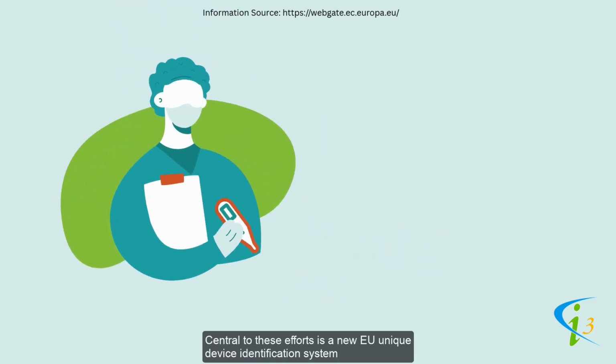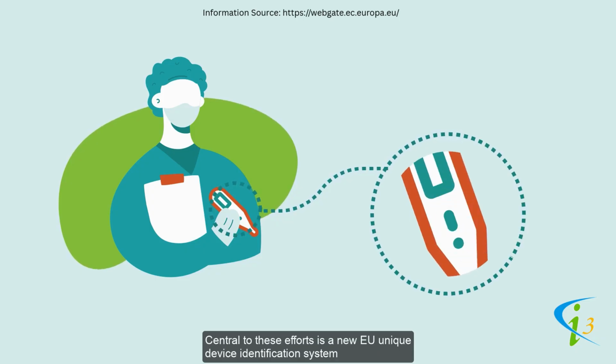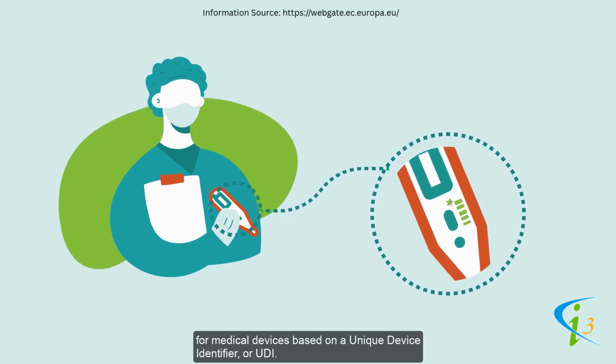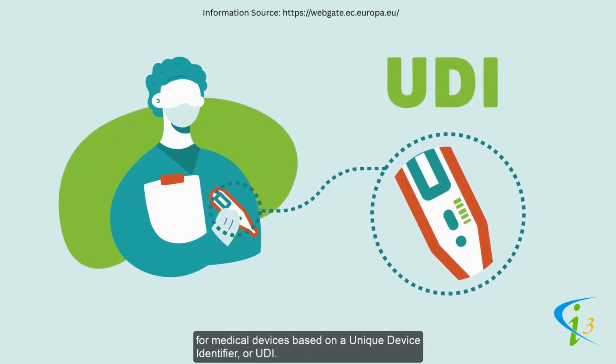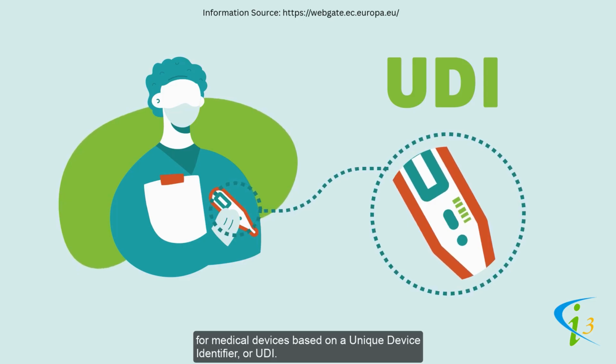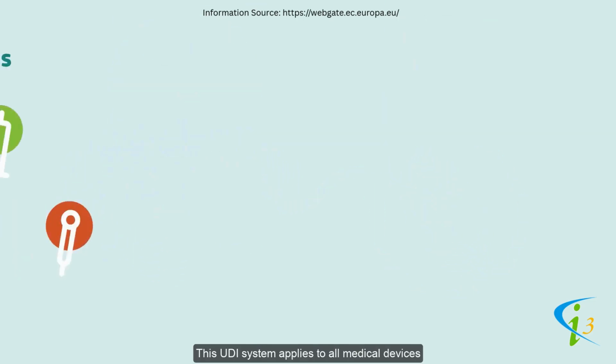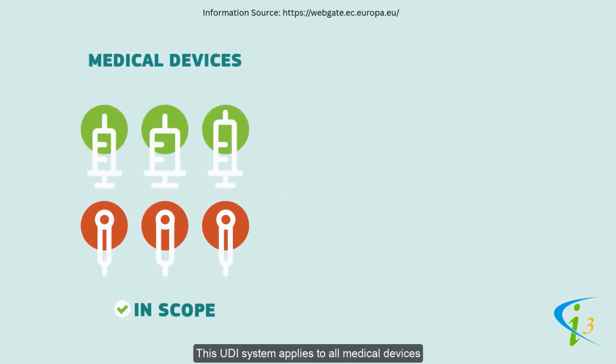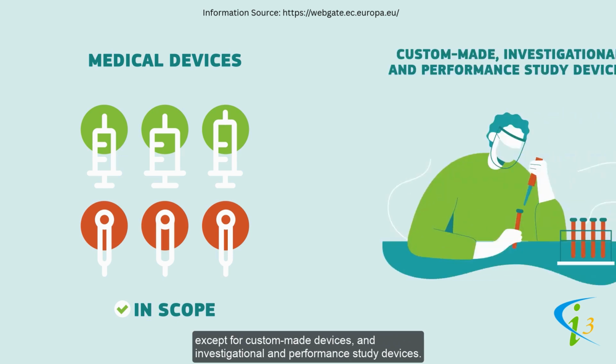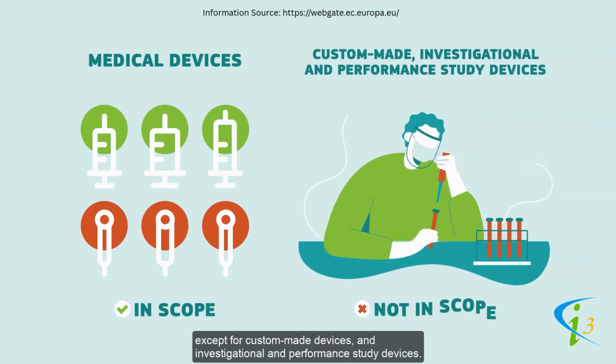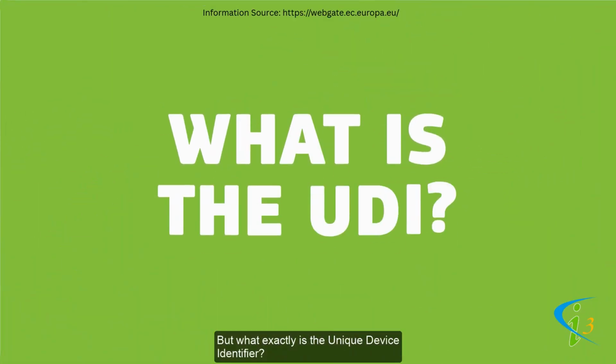Central to these efforts is a new EU Unique Device Identification System for medical devices based on a Unique Device Identifier, or UDI. This UDI system applies to all medical devices except for custom-made devices and investigational and performance study devices. But what exactly is the Unique Device Identifier?